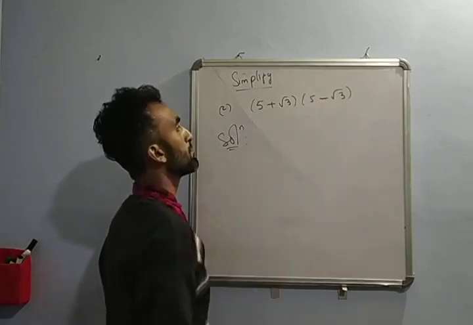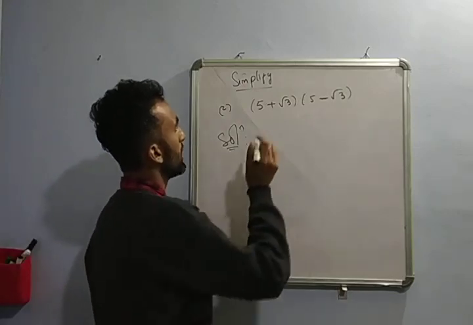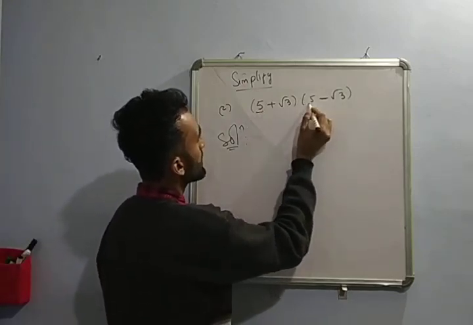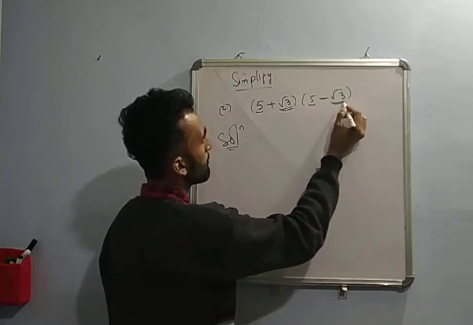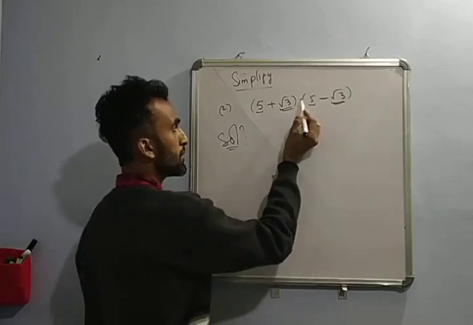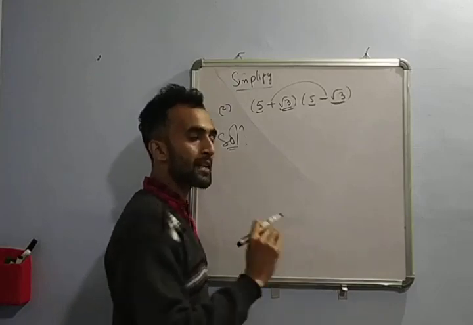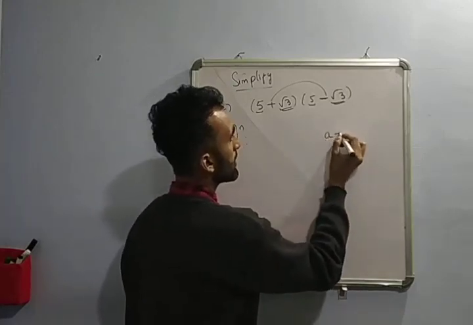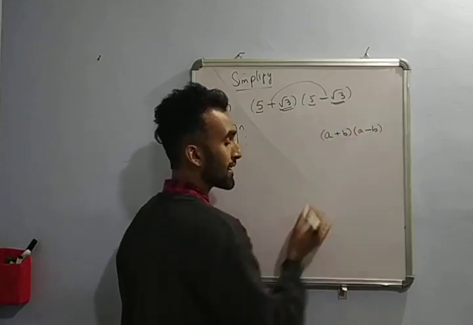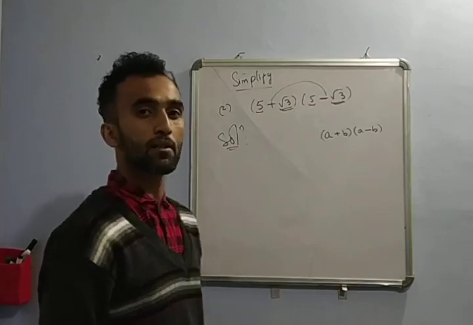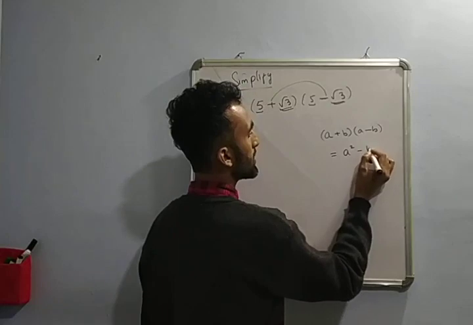I have not simply multiplied. I have not randomly multiplied this one. Why? Because some pattern has been followed here. Now you check. There is a 5 and there is a 5 here. And there is a root 3 and there is a root 3 here. In between there is a into, and there is a plus and one is minus. So it reminds me of one identity, a plus b into a minus b. Last class I gave you identities. A plus b into a minus b is nothing but a square minus b square.